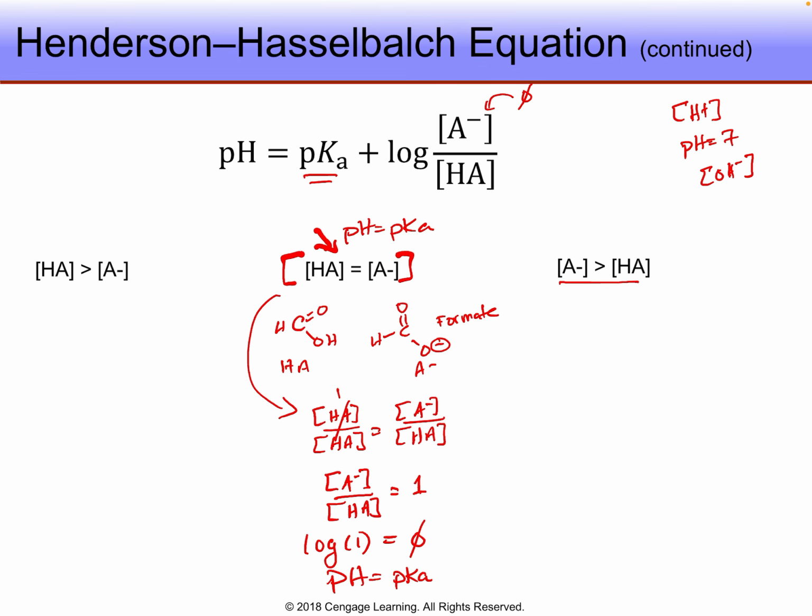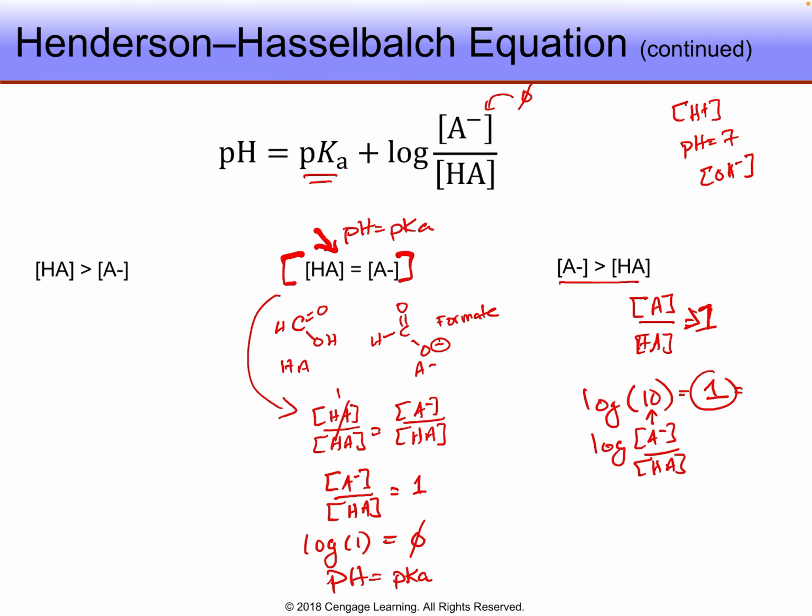So if I rearrange this now, and I have A minus over HA, that number is going to be greater than 1, right? And the log of something greater than 1, let's say take 10 for example, the log of 10 is equal to 1. And that is the log of my concentration of A minus over HA. And I've just given an example of being 10. It could be anything. But then if I take this value of 1 and plug it in up here, pH is equal to pKa plus 1.